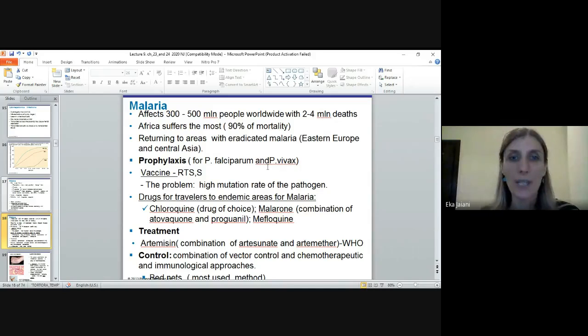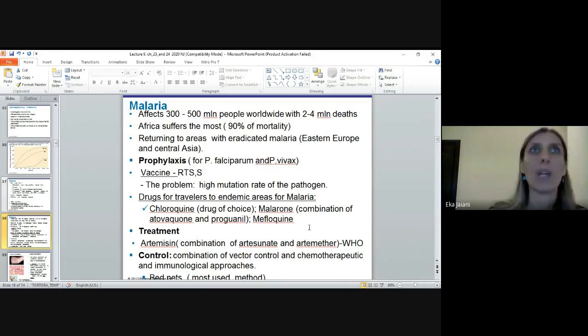Yeah, it's quite exciting. And people who go to endemic areas should take some medications for prophylaxis. There are different medications that are mentioned here, and some have very severe side effects.